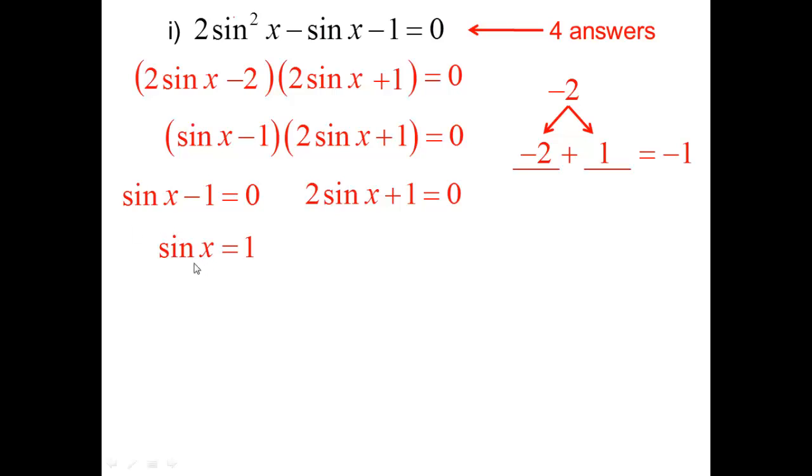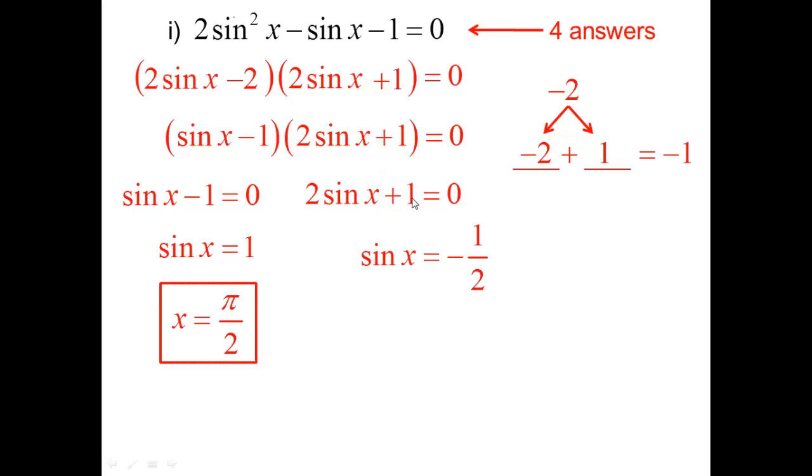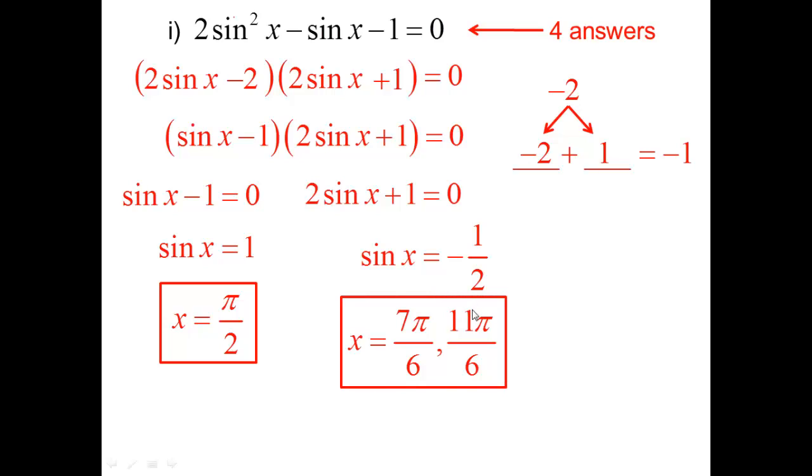This one equals 1, and of course sine of x only equals 1 at pi over 2. Over here, -1/2. Hey, isn't that the example A we've already answered? Well, that was 7 pi over 6 and 11 pi over 6. Final answer.